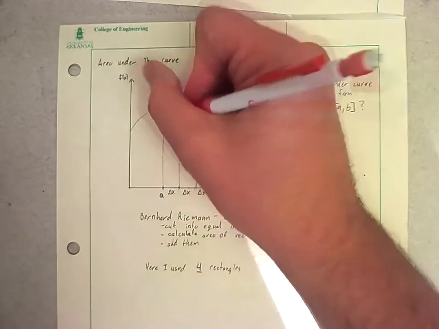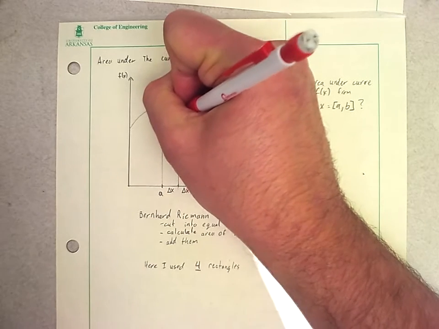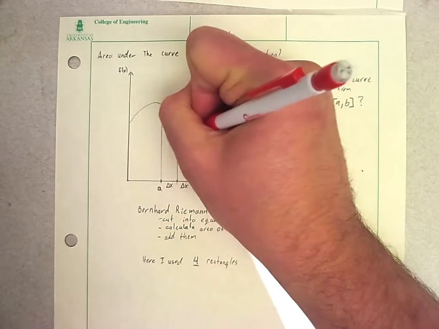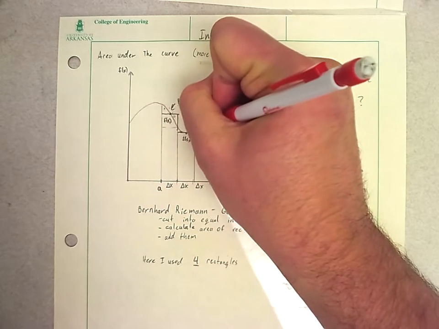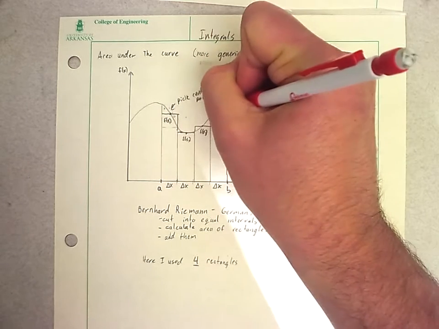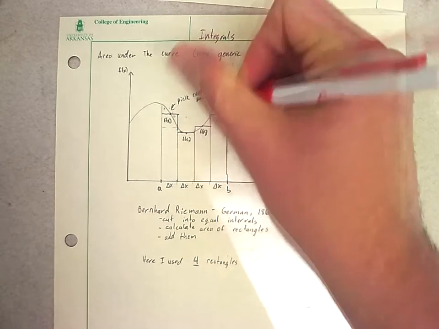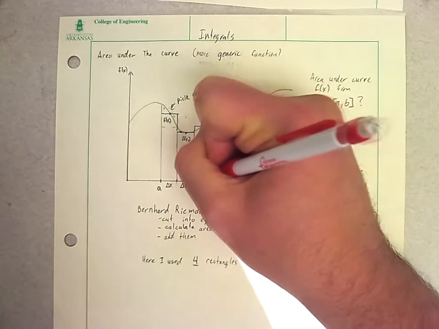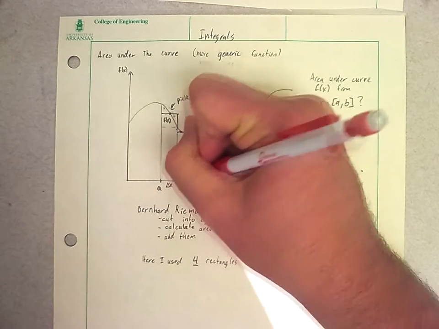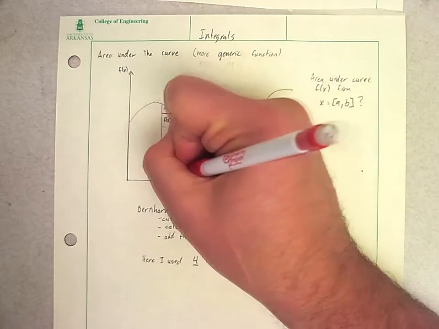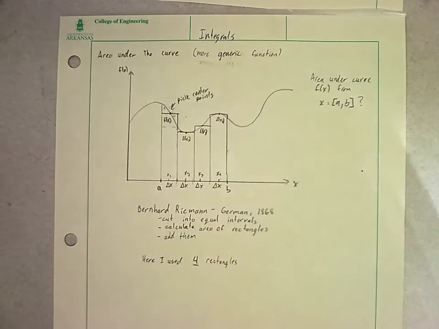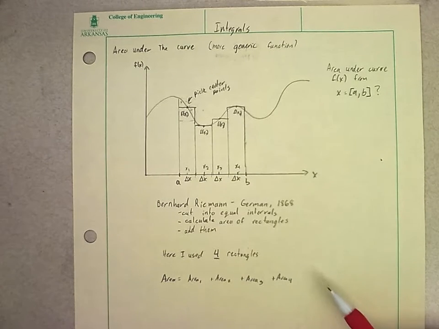So I'm going to call these f of x1, f of x2, f of x3, f of x4, because we'll just call each of these points, since I've used 4 divisions, I've got 4 spots I'm looking at. So then what is the area of my curve? So the area of my curve is just these 4 rectangles, areas 1, 2, 3, and 4.